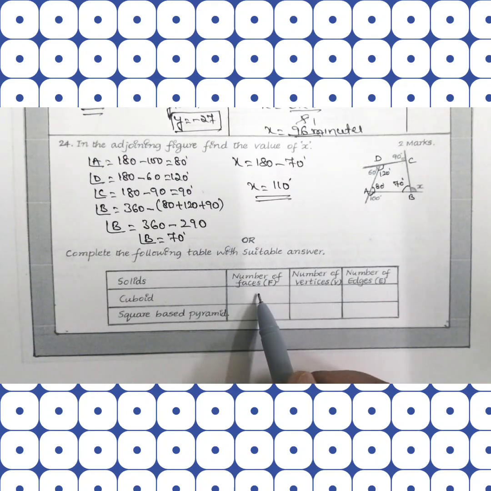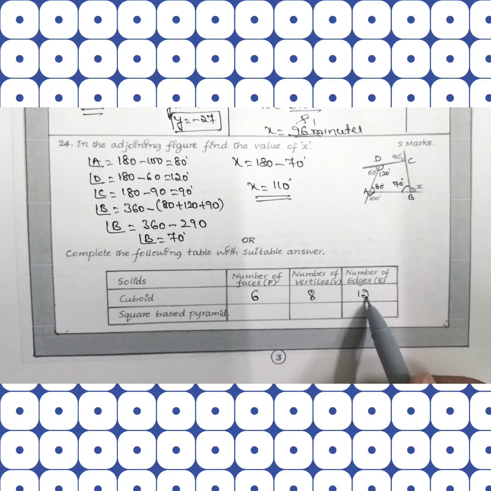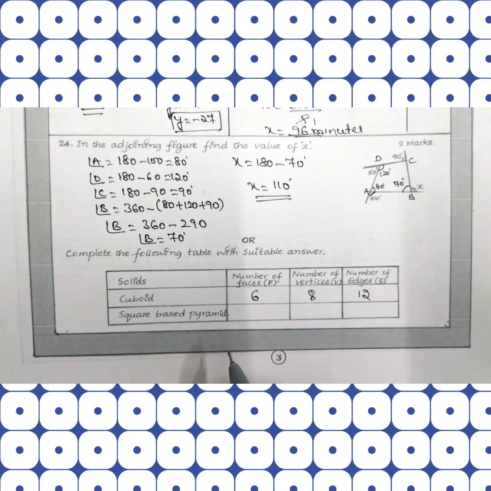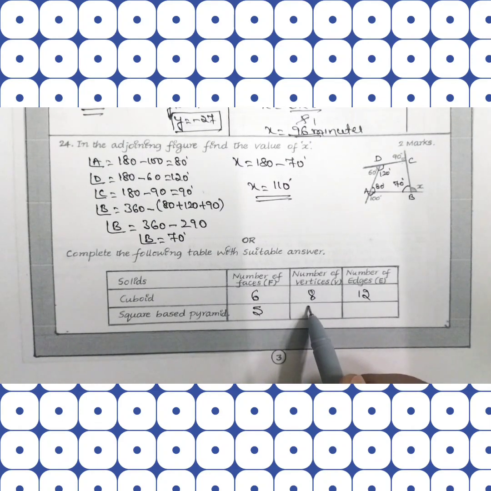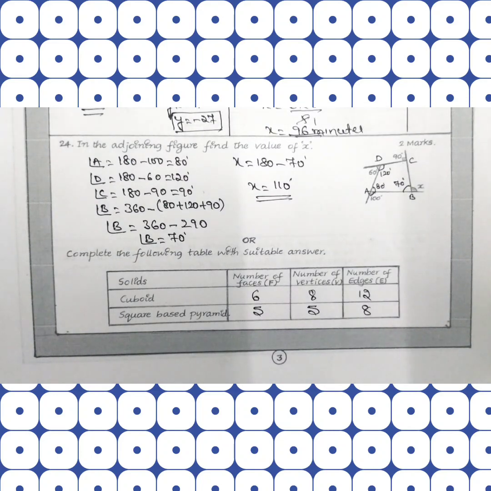Coming to the cuboid: a cuboid has 6 faces, 8 vertices, and 12 edges. A square based pyramid has 5 faces, 5 vertices, and 8 edges. So like this we have to fill this one. Now we are moving to the 25th question.